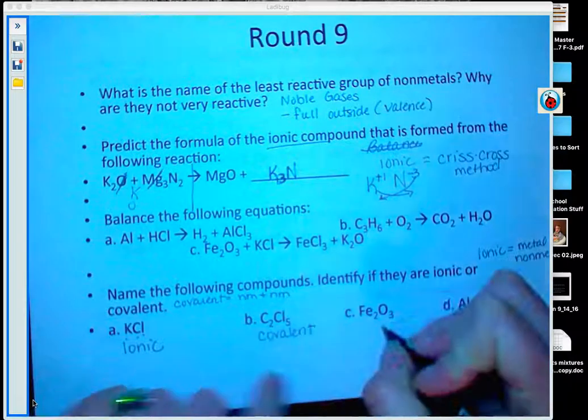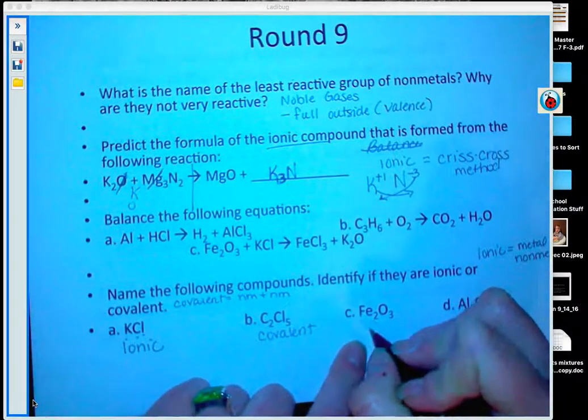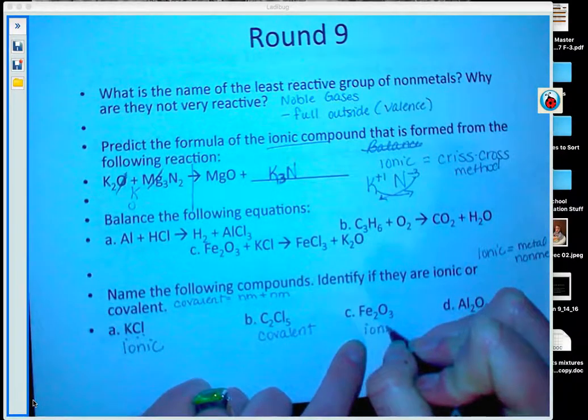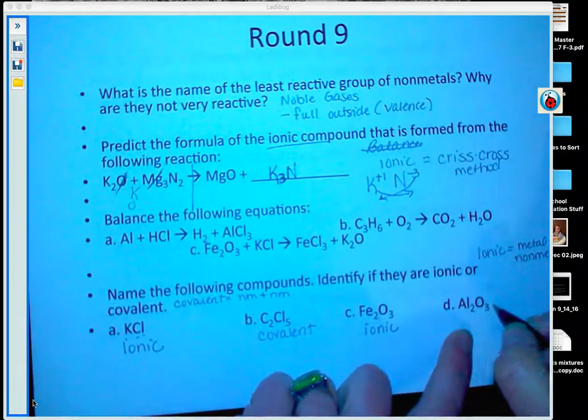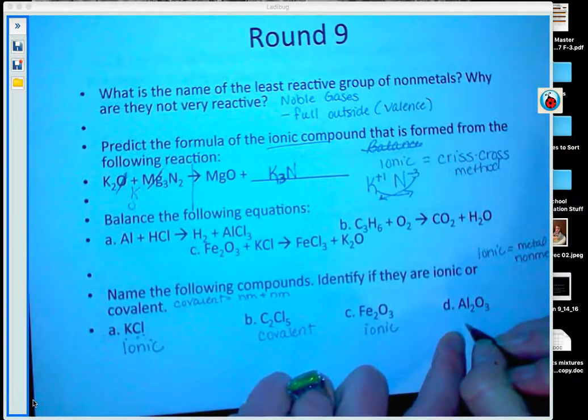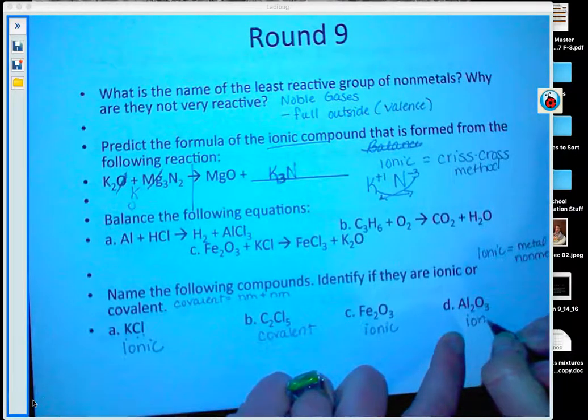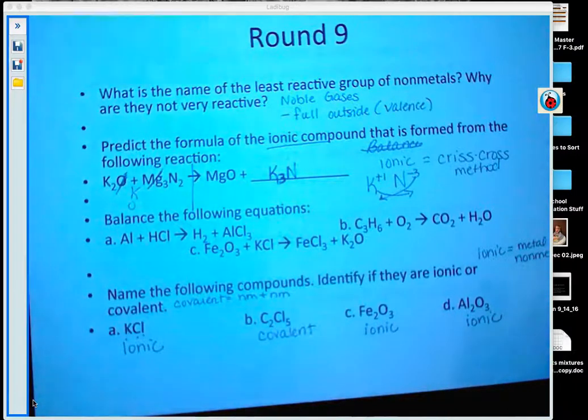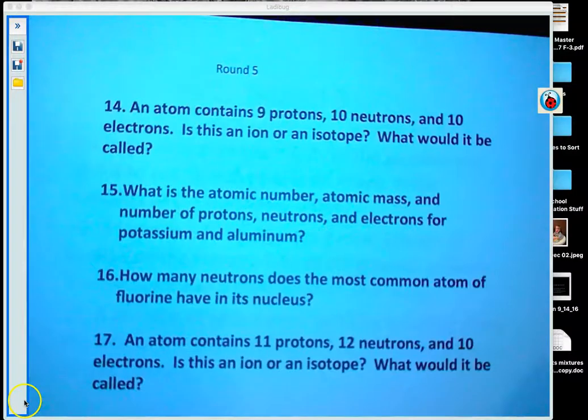Iron and oxygen. Iron is a metal, and so that's going to make this ionic. Aluminum and oxygen. Aluminum is a metal, and so that's going to be an ionic bond.